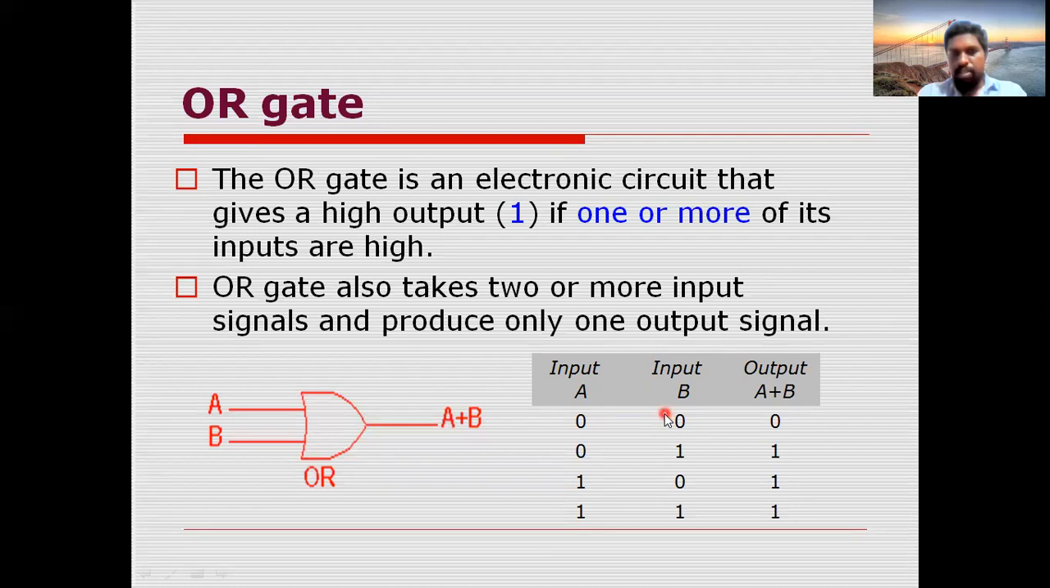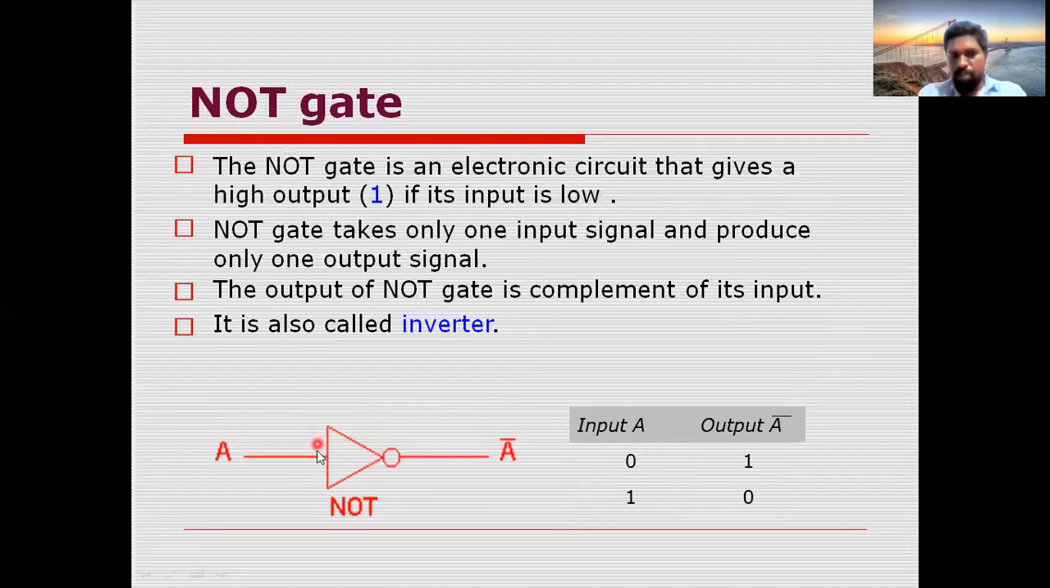Next, the NOT gate. This is the symbol of the NOT gate, and the small bubble is the symbol of complement. Because of this bubble only, this A is being converted into A bar. So if we supply input as 0, you get 1 as output. If you supply 1 as input, you get 0 as output. That means you are getting the inverse operation. That's why it is called an inverter. Which gate is called an inverter? The NOT gate is called an inverter.